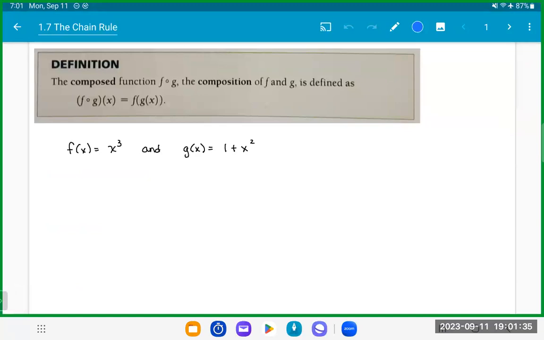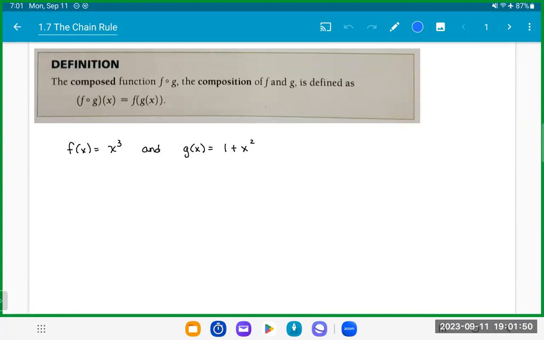This evening we're talking about the chain rule. In this section, section 7, we are going to find the composition of two functions and then differentiate them using the chain rule. Okay.